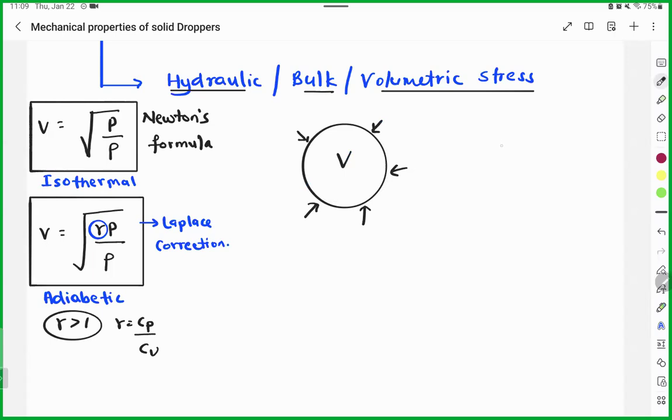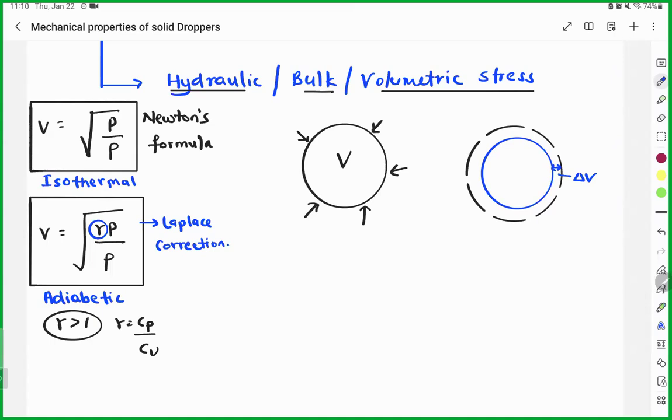For example, this was the body. Now it became this. So what is happening? Your volume is decreasing after the compression. This is delta V. It is decreasing because of the compression. Okay, volume will change. Volumetric stress.